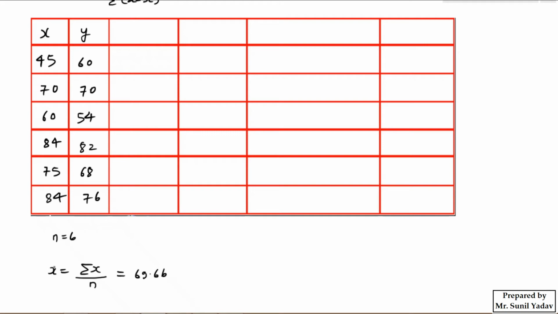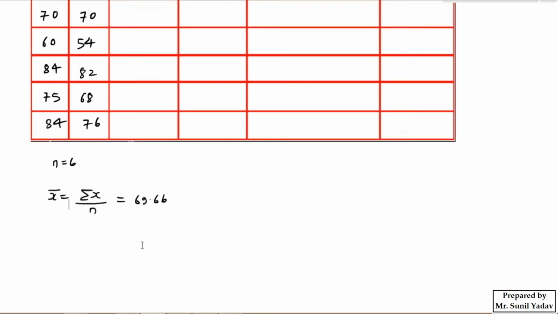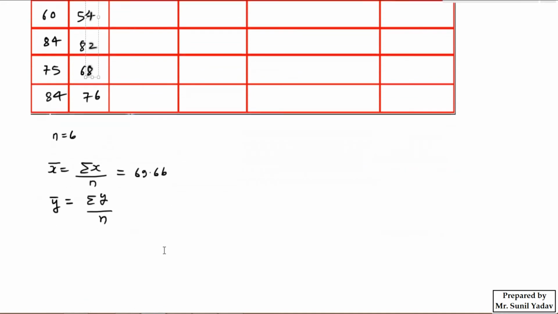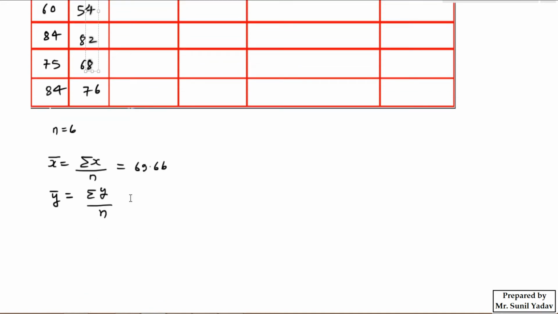69.66 is nothing but the value of x bar. X bar is nothing but the average value of x, and in a similar way we have to estimate y bar also, and to estimate y bar we will use the formula summation of y divided by n again. So summation of y is nothing but the addition of all these values, and whatever answer comes after adding this y column, we're going to write over here, and then divide by n, and here we'll get 69.17.